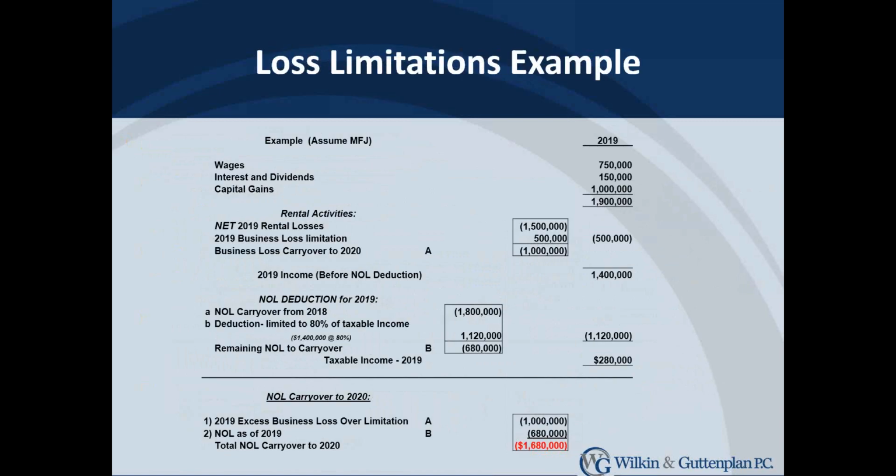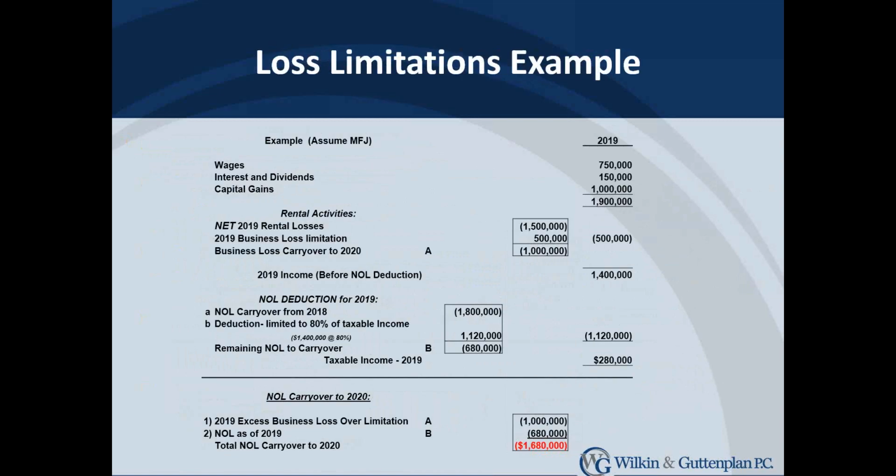But the new rules require us to look at 80% of $1.4 million. And in this example, we can apply $1,120,000 of the carryover from the prior year. And in this example, there is taxable income of $280,000, despite the fact that there are significant losses incurred.